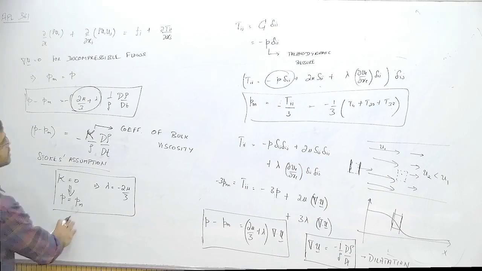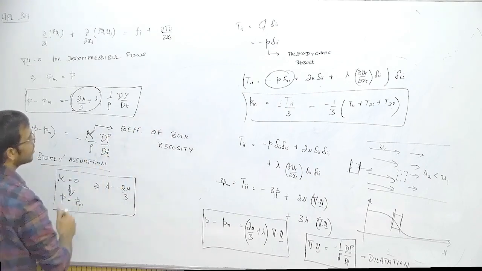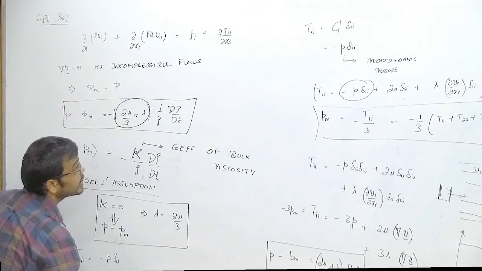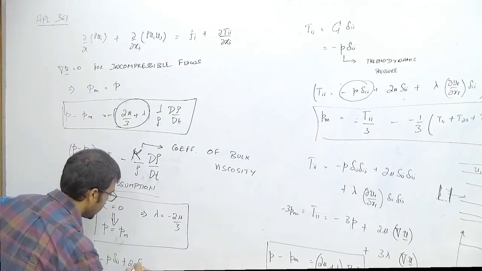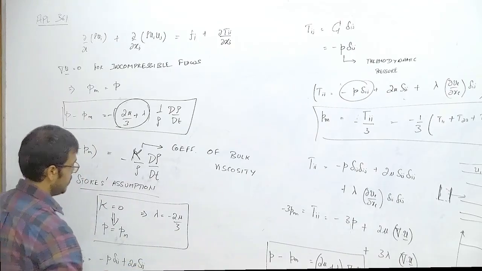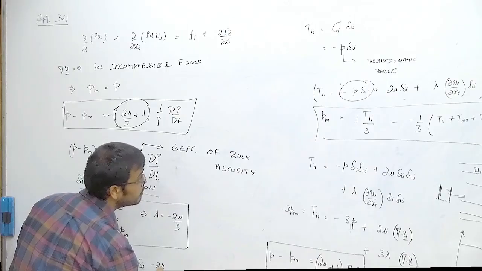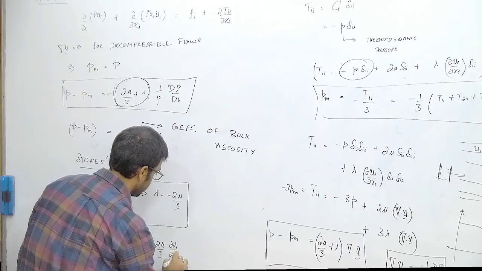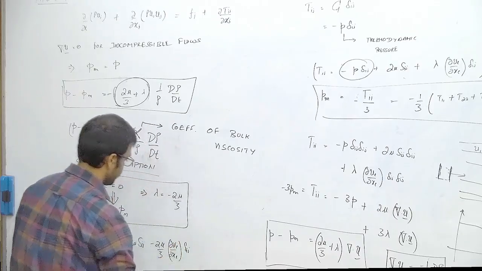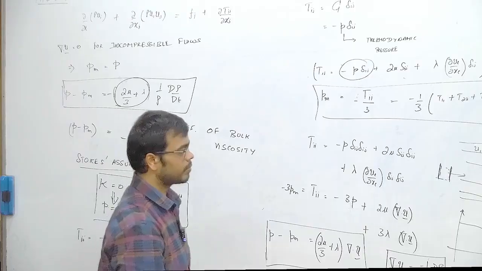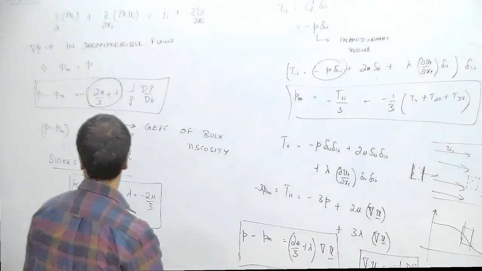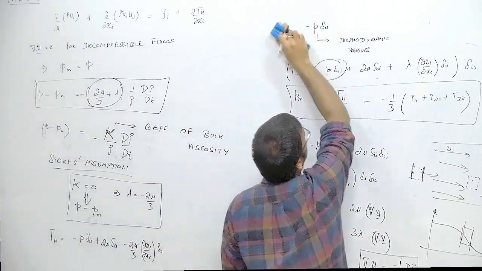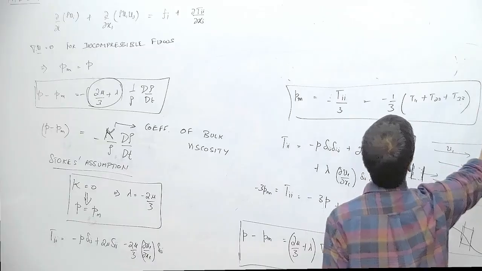So within the Stokes assumption, what does my Tij look like? It is minus P delta ij plus 2 mu Sij minus 2 mu by 3 del Ul over del Xl delta ij. Now let us substitute this in our momentum equation and get our Navier-Stokes equation.